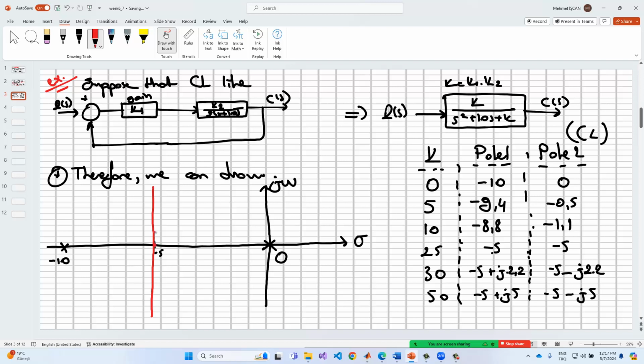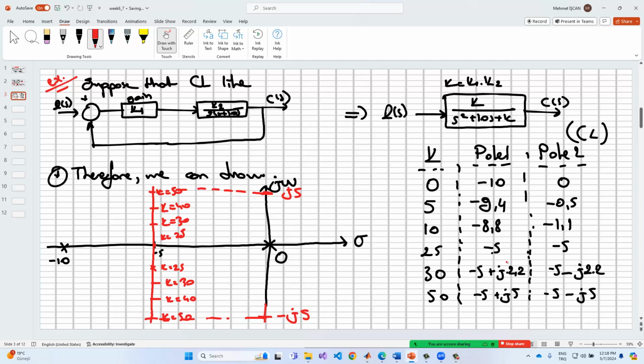What are the values of these terms? K at this moment is 25, but if I increase K up to 50, then we will get j5, right? And we also have K equal to 50 and minus j5. Using this table, I can draw the whole thing here just like this. For example, this is K 25, K 30 and K 40, right?